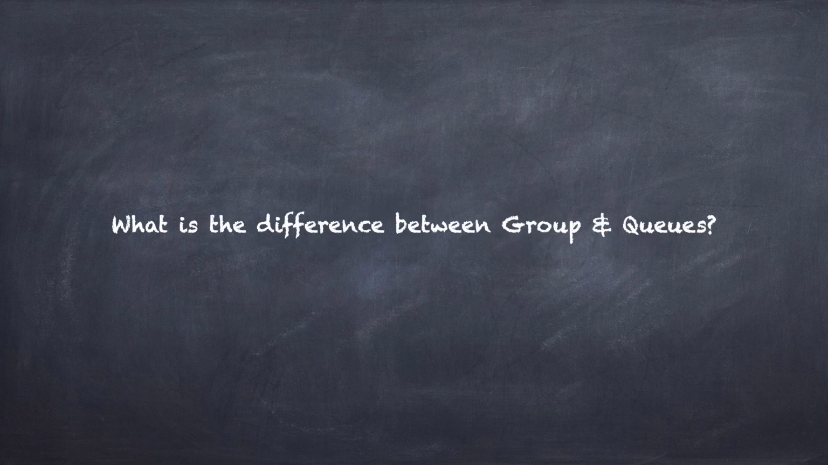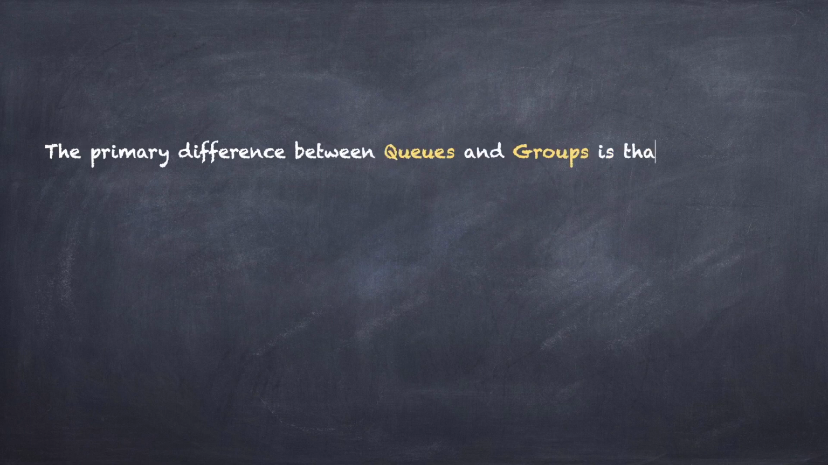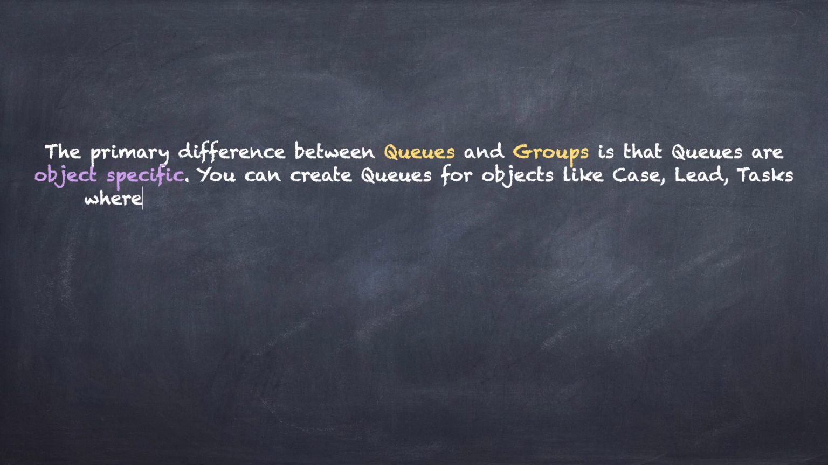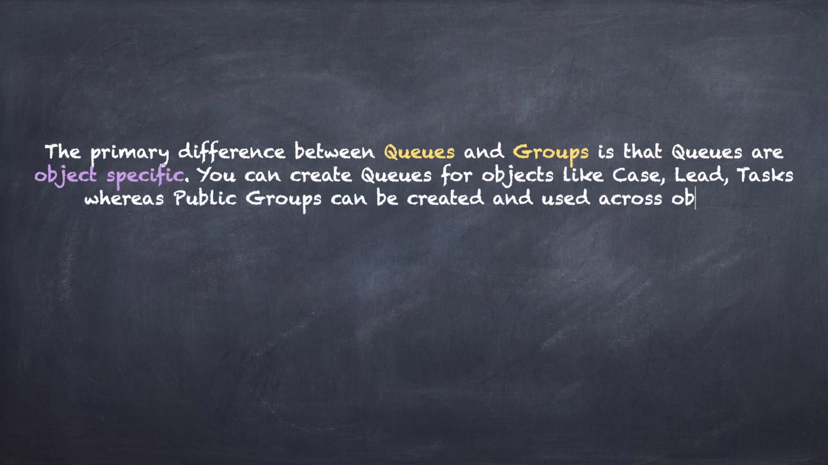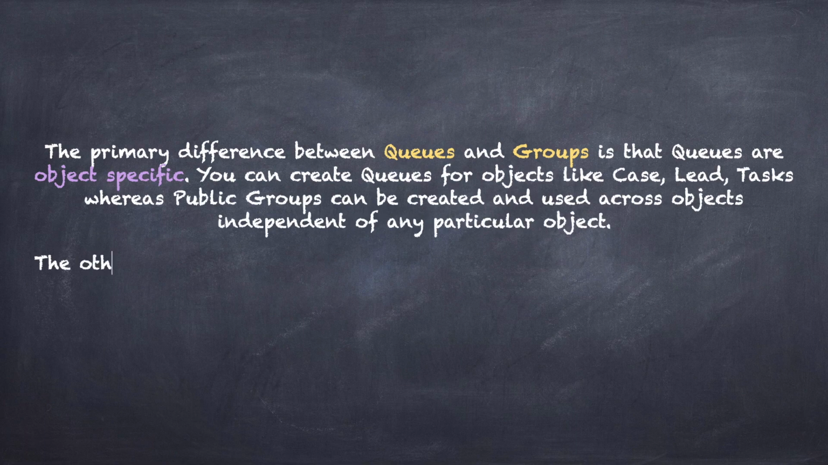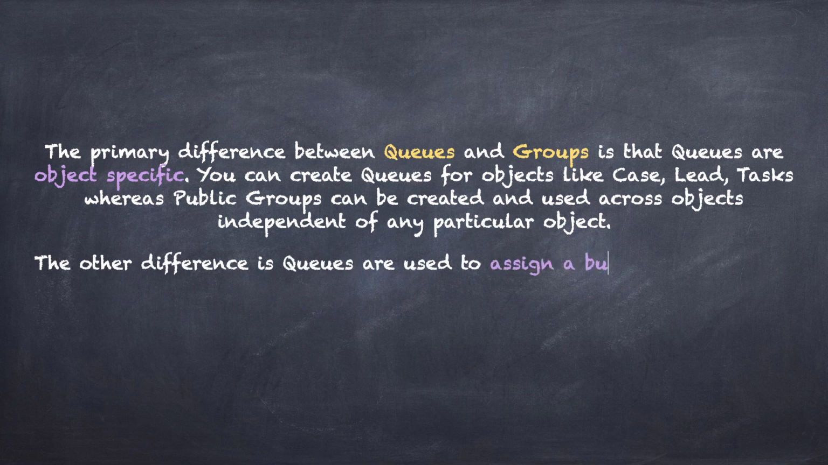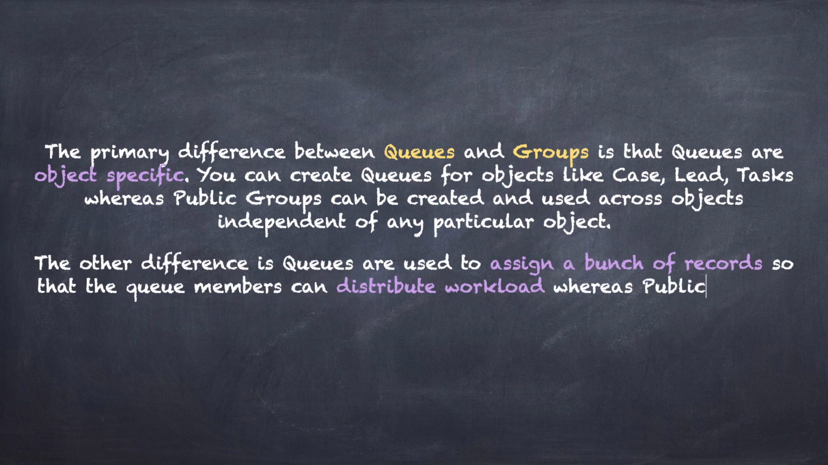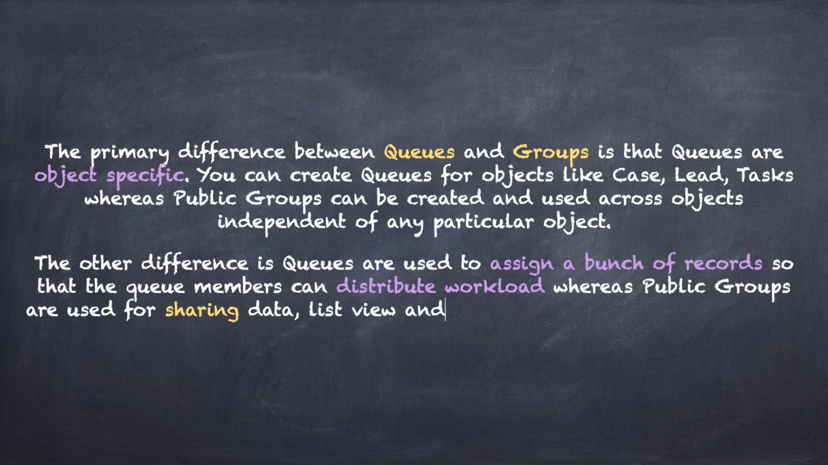What is the difference between groups and queues? The primary difference between queues and groups is that queues are object specific. You can create queues for objects like case, lead, tasks, whereas public groups can be created and used across objects independent of any particular object. The other difference is queues are used to assign a bunch of records so that the members can distribute workload, whereas public groups are used for sharing data, list views, and other configurations.